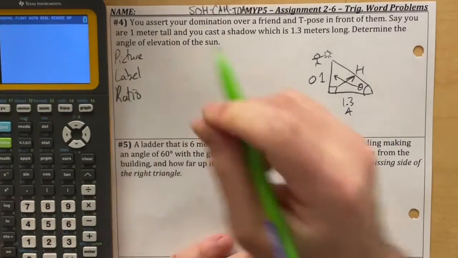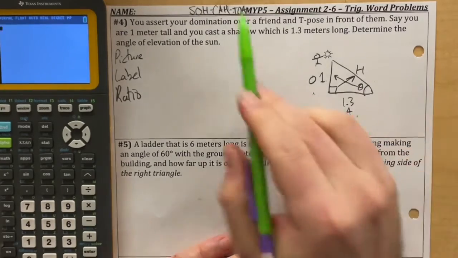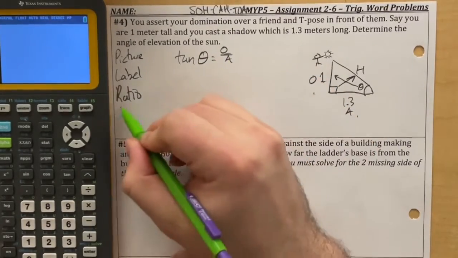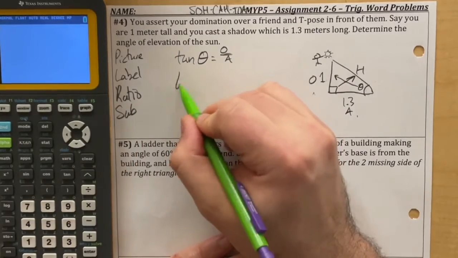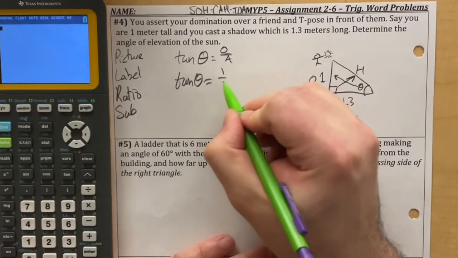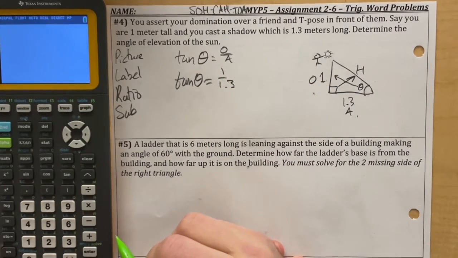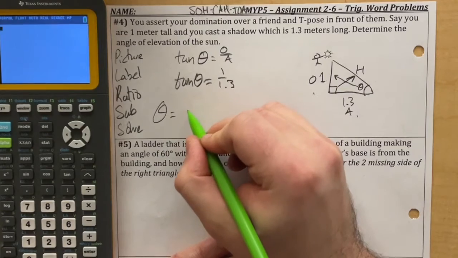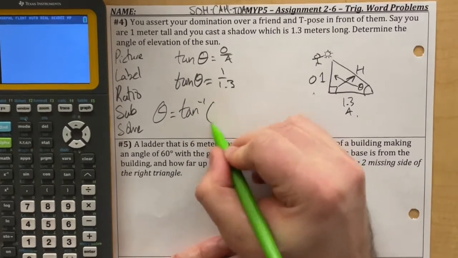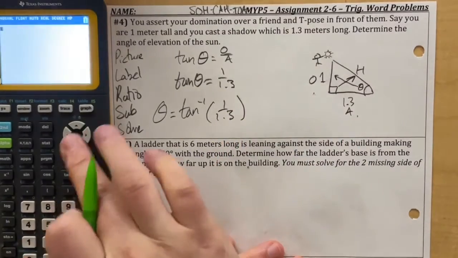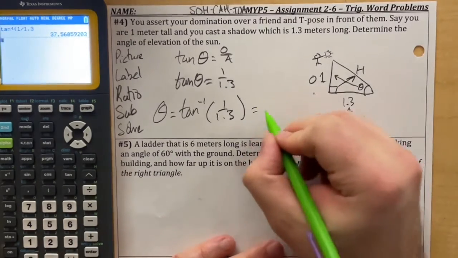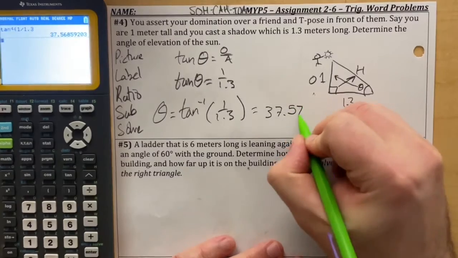So we're going to pick our ratio. I have opposite and I have adjacent, so we're going to say I have tangent. So tangent of theta is equal to opposite over adjacent. Sub in my values for my variables. So I have tangent of theta is going to be 1 divided by 1.3. And I need to take that inverse operation. So again, make sure you say angle theta when you go to solve it. Angle theta is going to be tangent to the negative 1 power, 1 over 1.3. So I have second tan to get that inverse operation, 1 over 1.3. So the angle is going to be about 37.57 degrees.